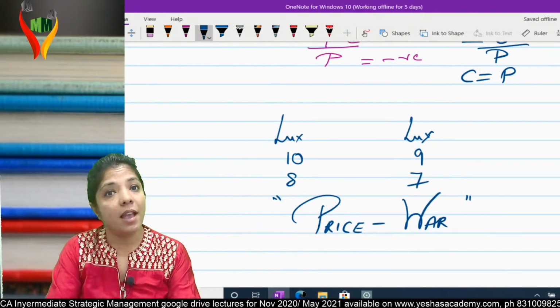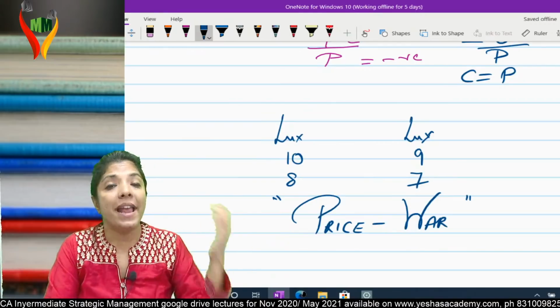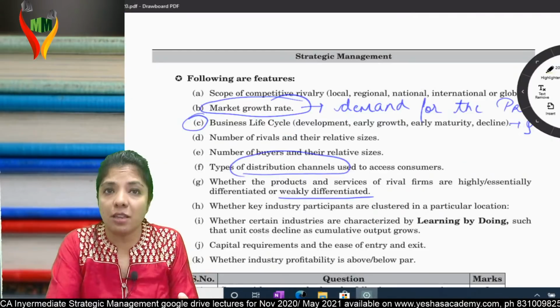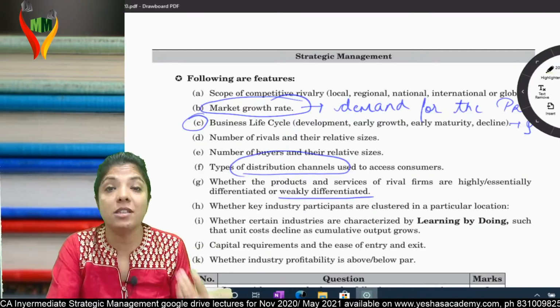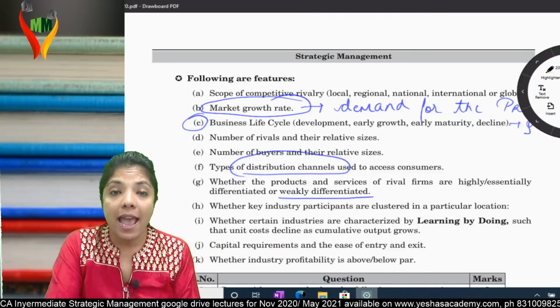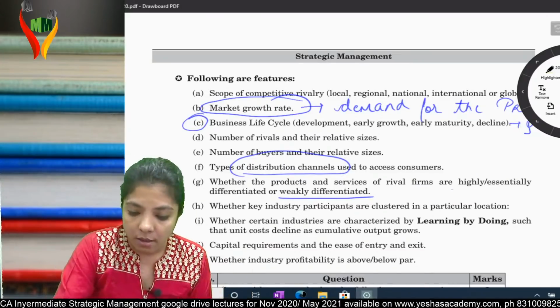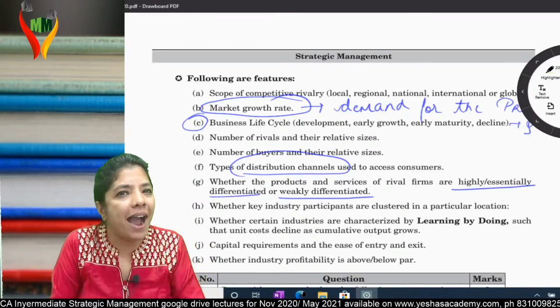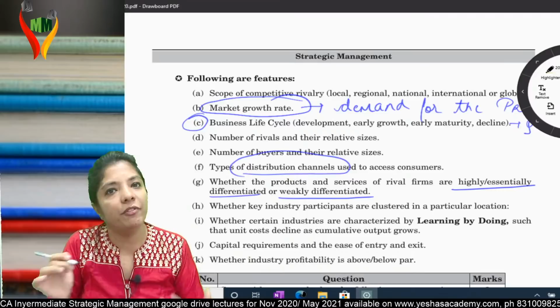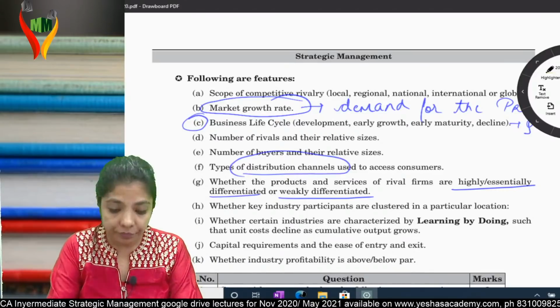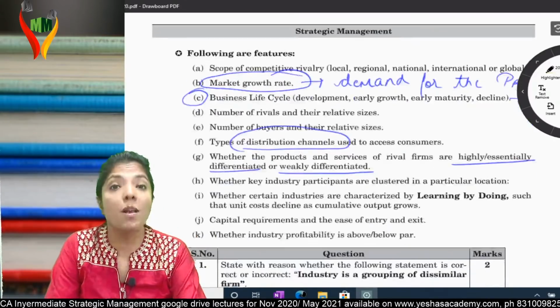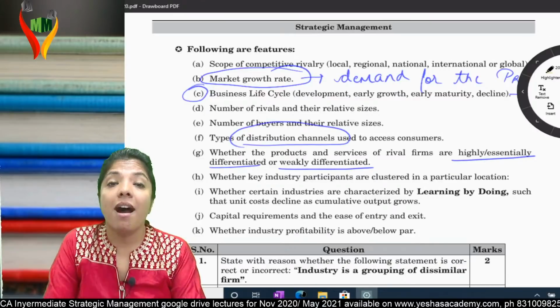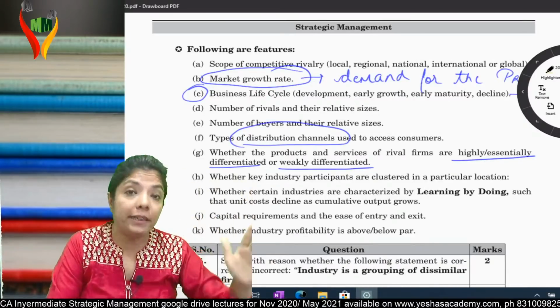Am I clear? Simple. Before entering into any industry, see whether your product and your competitor's product are highly different or weakly different. That means highly different means totally different and weakly different means same. Am I clear? The next point: whether key industry participants are clustered in a particular location.